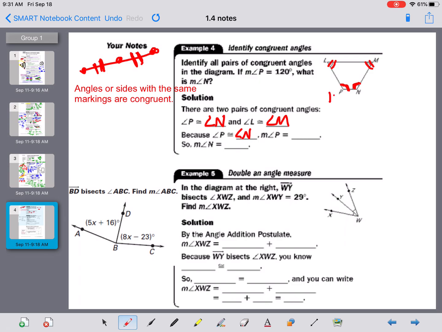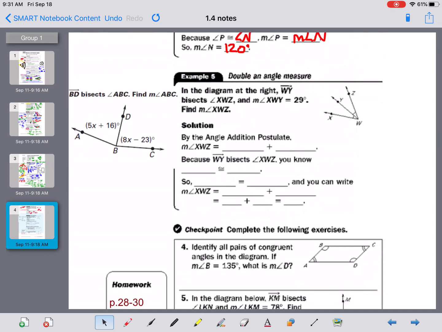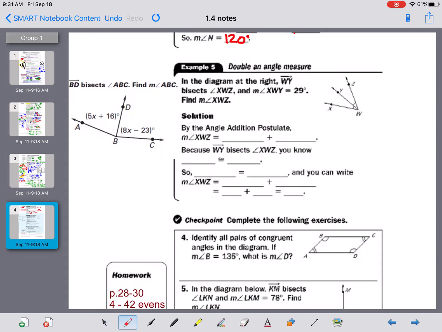They told us angle P is 120 degrees, so what's angle N? Well, if angle P and angle N are congruent, then their measures are also equal, and angle N is also 120 degrees, okay? So congruent markings look a little bit different in an angle than they do on a segment, but the meaning is still the same thing. So look for the little arc marks. Those make congruent angles.